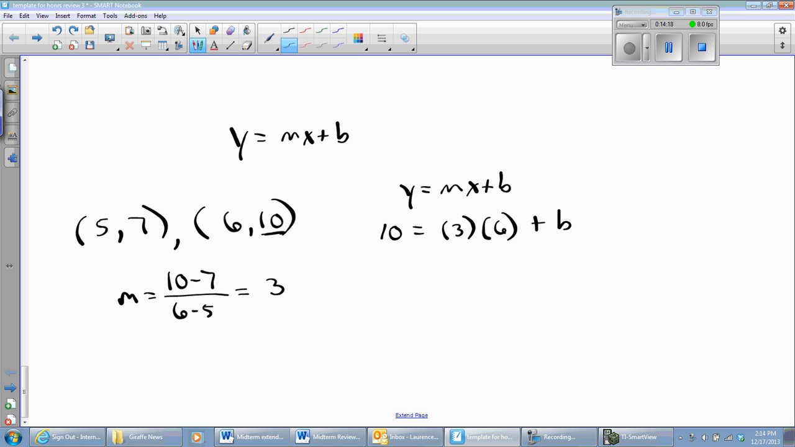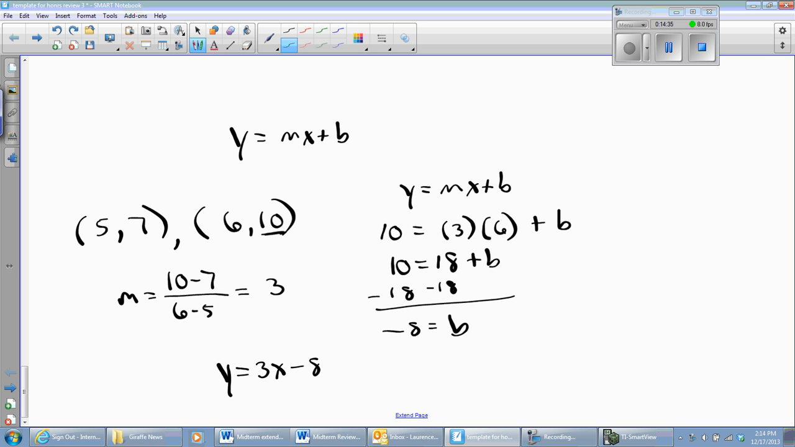And then I add b. So I get 10 equals 18 plus b. I'll subtract 18 from both sides, and I'll get negative 8 equals b. Now that I know m and b, I can write my equation. Y equals 3x minus 8. And there you go. Now, I strongly recommend that you go back and watch some of the slope-intercept videos, maybe the test review video that we just had.